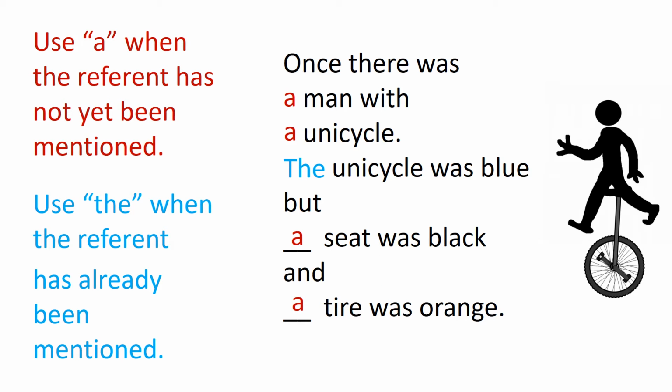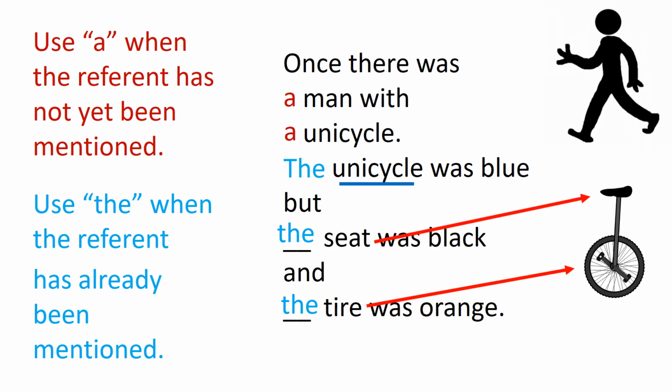Our sentences now read, "Once there was a man with a unicycle. The unicycle was blue, but a seat was black and a tire was orange." We can hear immediately that something is wrong with this. If the seat and the tire in question are the ones that are attached to the unicycle, both of the "a"s in the second sentence should be changed to "the." But why? We'll suggest that it's because we know that unicycles have seats and tires, and that the mention of a unicycle in the first sentence also brought to mind the parts that make it up.